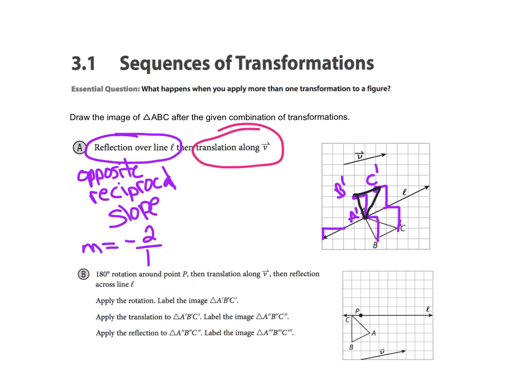Now it says a translation along vector V. So vector V is up 1 over 1, 2, 3, 4. So every point's going to go up 1 to the right 4. So A goes up 1 over 1, 2, 3, 4. And I'm going to label this A double prime. B is up 1 over 1, 2, 3, 4. And there's my B double prime. And C is up 1 over 1, 2, 3, 4. And there's my final image.